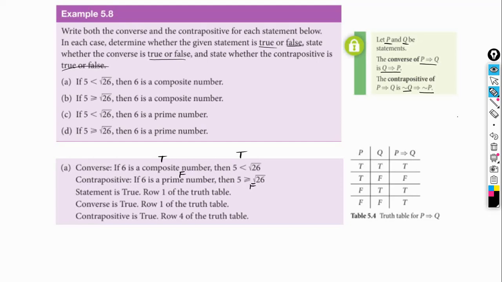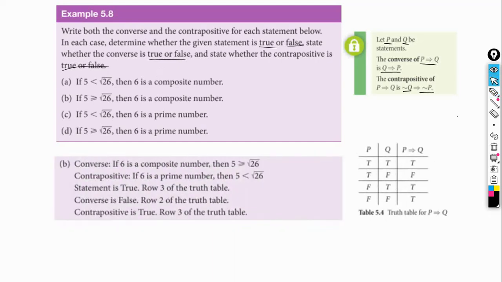So let's go back to the initial statement, and we can see that this is true. 5 is less than the square root of 26, and 6 is a composite number is also true. So that means that the statement is true because of the truth table in the first row. The converse is also true, same first row in the truth table. And the contrapositive is true because both statements are false. Therefore, the contrapositive is true.